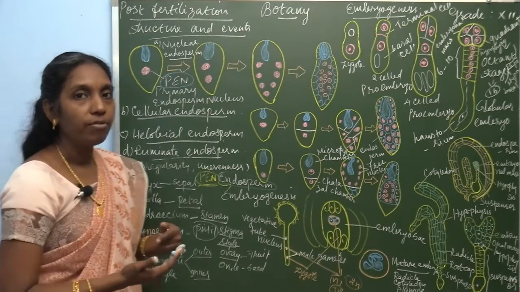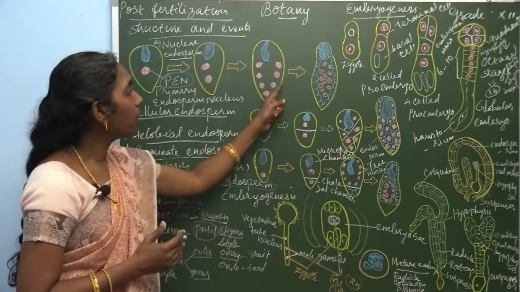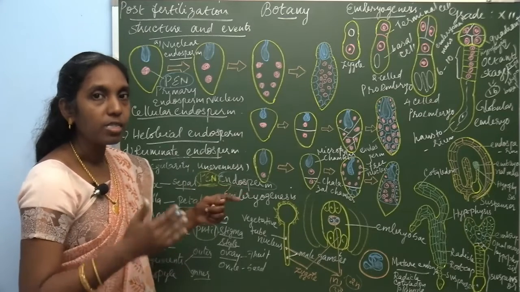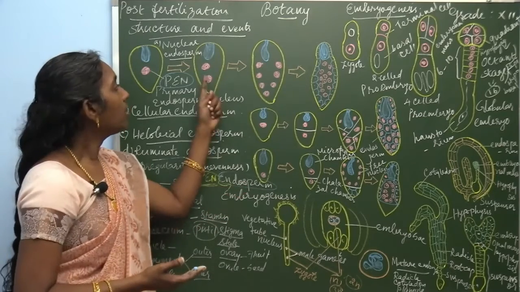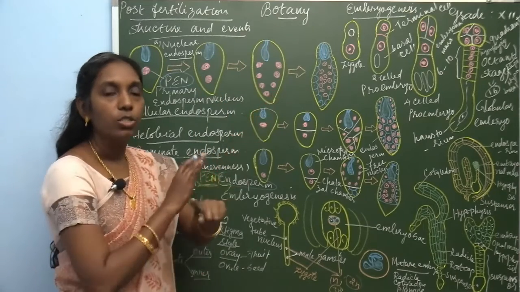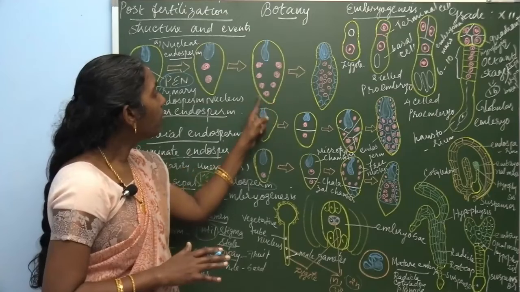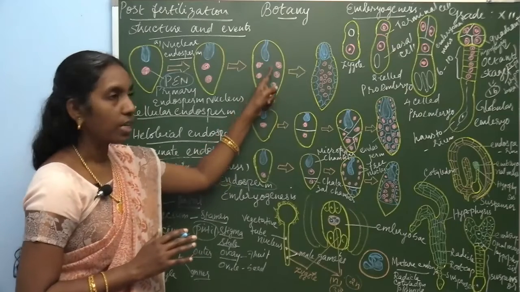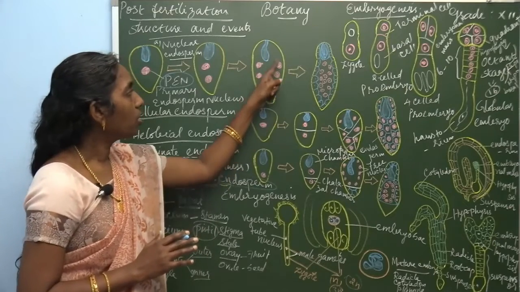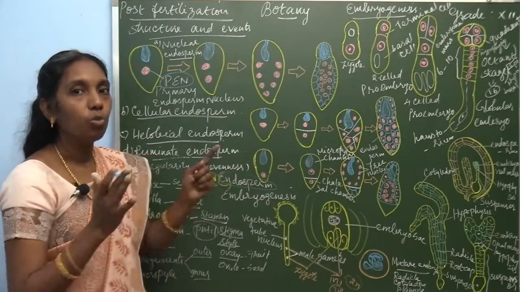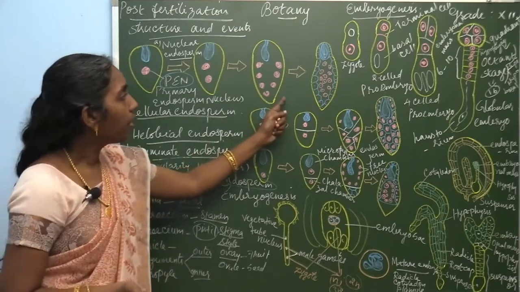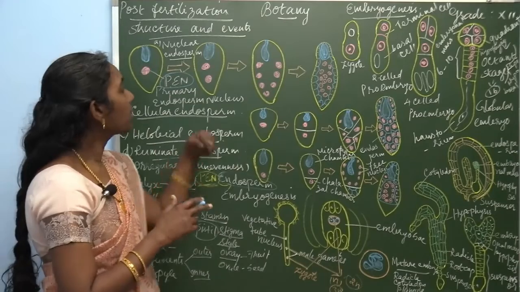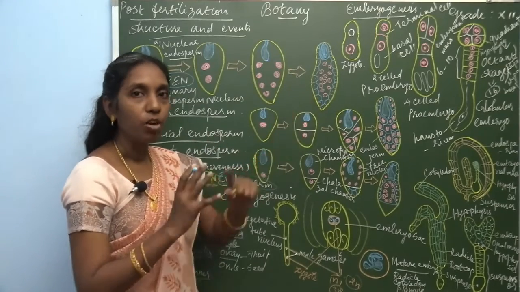The subsequent division takes place as free nuclear division. These two cells subsequently divide further, and again each undergoes division. There is no wall formation, so this type of division is called free nuclear division. The nuclei are free in the cytoplasm, all without wall formation. In this type of development, the primary endosperm nucleus becomes the endosperm.